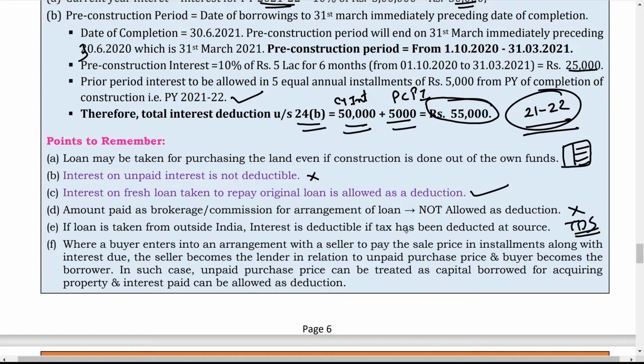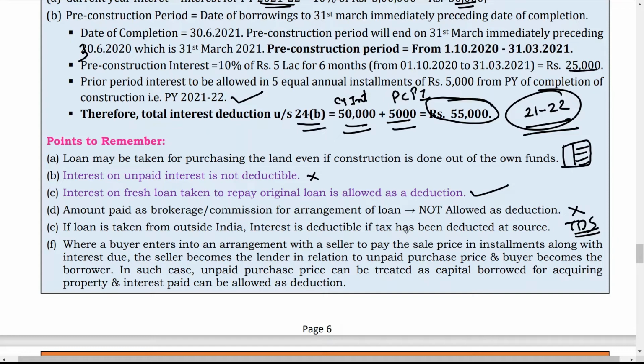Where a buyer enters into the arrangement with the seller to pay the sale price in installments along with the interest due, the seller becomes the lender in relation to the unpaid purchase price, and the buyer becomes the borrower. In such a case, unpaid purchase price can be treated as capital borrowed for acquiring property, and interest paid can be allowed as a deduction. Now what does it mean?